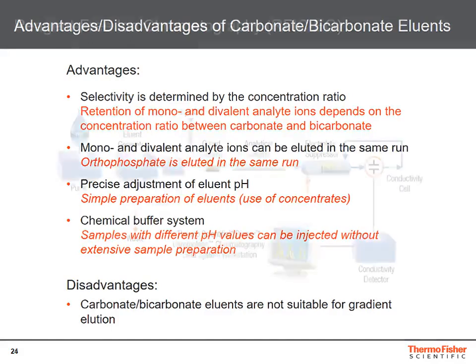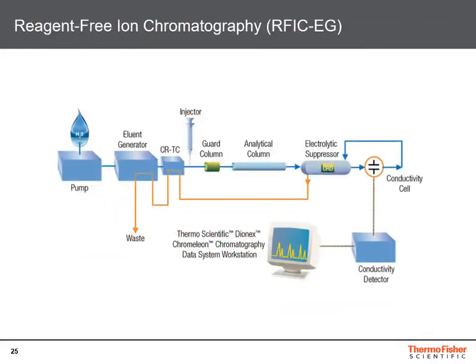Already in the early 1970s, Hamish Small already recognized that hydroxide would be a much better eluent for anion exchange chromatography, as the product of suppression is water with its very low theoretical background conductivity. However, the problem he could not solve at that time is the carbonate impurity in manually prepared hydroxide eluents.